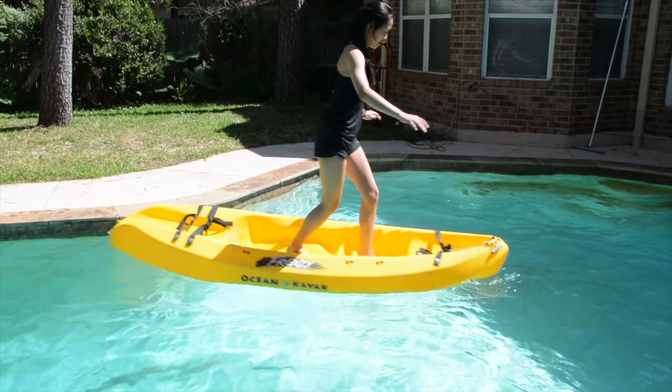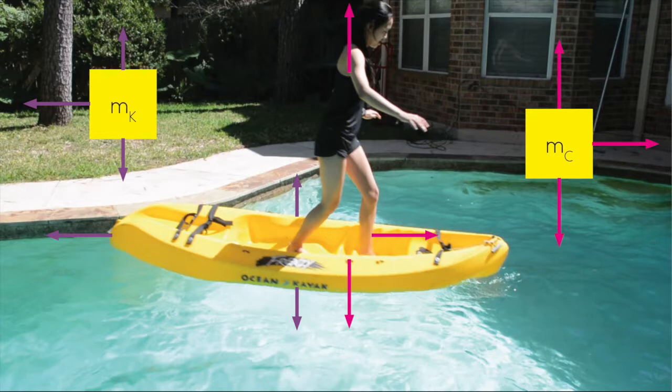However, the system now has horizontal forces acting on it. So when Carolyn walks across, her foot applies a horizontal force backwards on the kayak. Now because there is friction between her feet and the kayak, the kayak applies a positive horizontal frictional force forward on Carolyn.